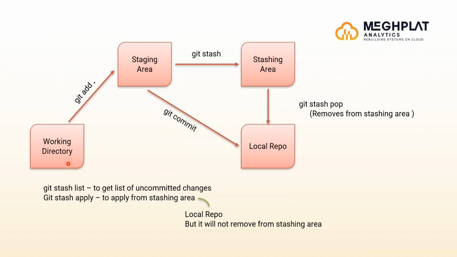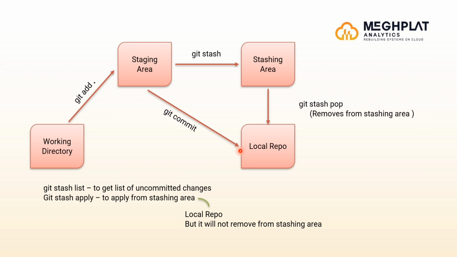Here you can see our working directory. From the working directory, if we want to push changes to the staging area, we give the command called git add. So now we push the changes from the working directory to the staging area. From here, we are ready to push it to our local repository. If we are ready, then we will give the git commit command.